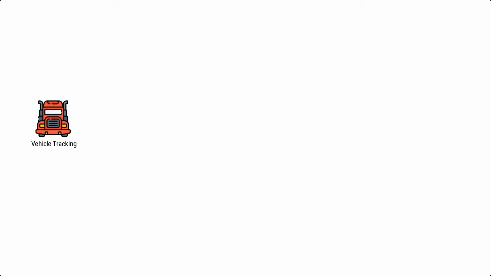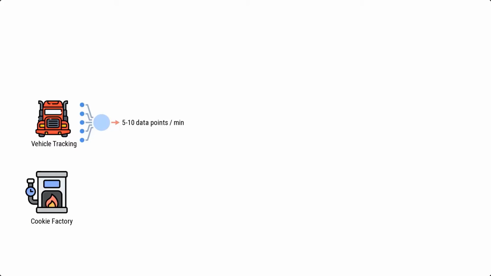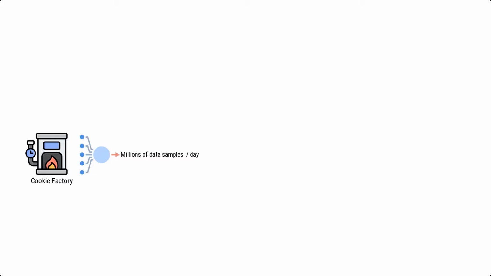If you have, say, a vehicle tracking IoT solution, you'd typically read and publish about 5 to 10 data points, which may include location, gas level, weight, and so forth, every minute. In contrast, if you have, for example, a cookie or sweet factory, it is not uncommon to find a furnace that has over 1,000 measurements that you need to read and process every second. And you'd have many such furnaces in a single factory. When you do the maths, you can quickly see that your industrial IoT solution will be required to stream and process millions of data samples per day.